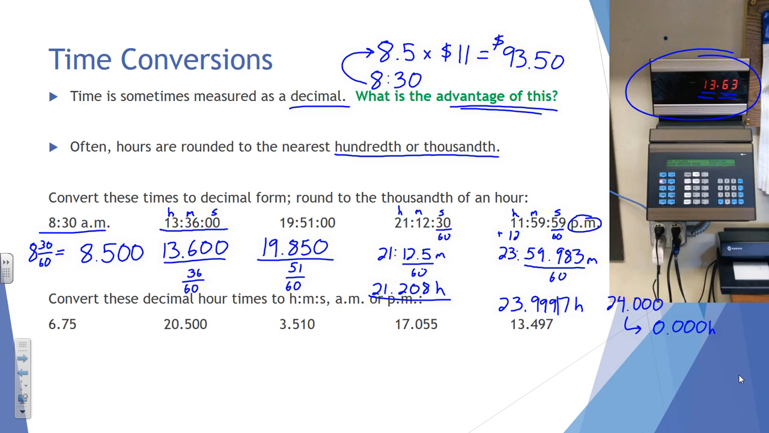6.75 hours, that must be 6 o'clock a.m. And to find out how many minutes that is, we're going to take that 0.75 and times 60 to convert that into minutes. And we end up with 6 hours and 45 minutes exactly, and therefore there would be 0 seconds beyond that. 20.5 hours, well, that's the 20th hour of the day.